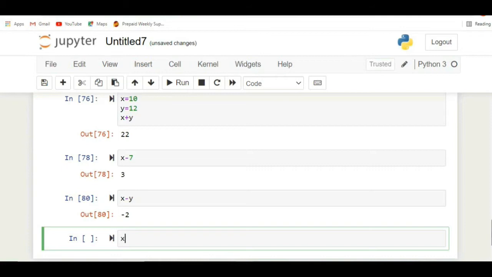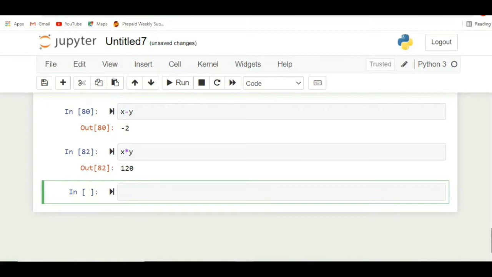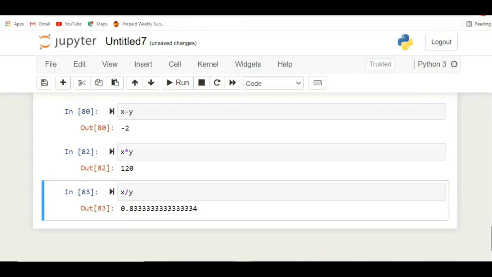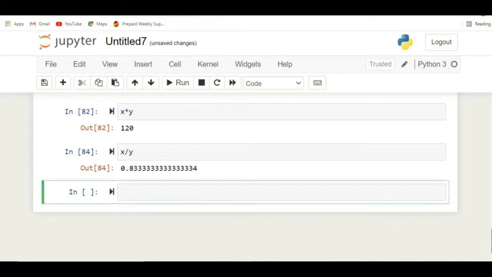x multiplied by y is equal to of course 120, and x slash y means x divided by y. So our answer is 10 divided by 12, which is equal to 0.833, because the value of x is 10 and y is 12.